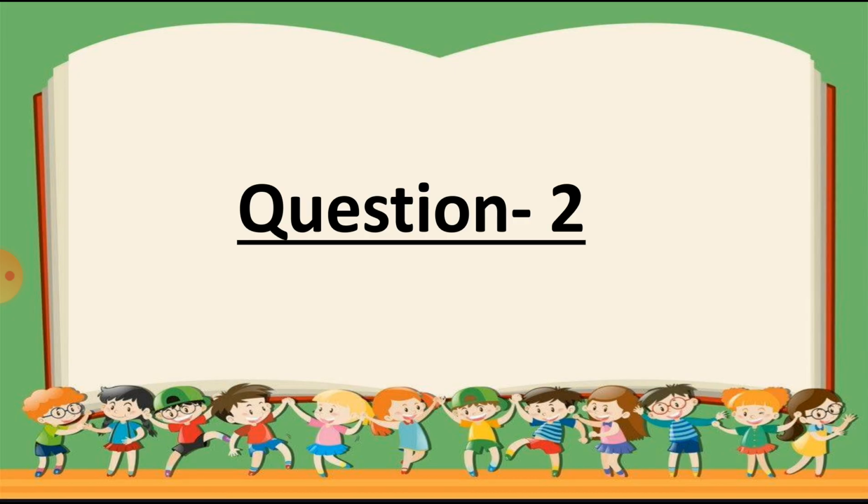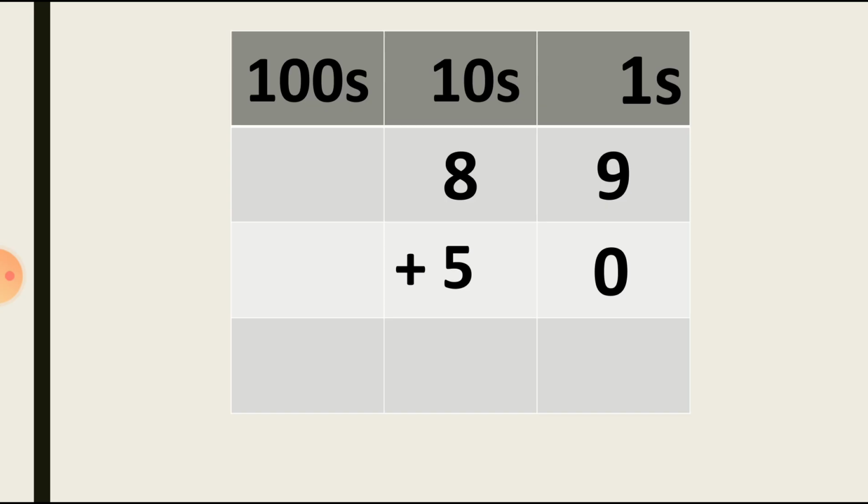Question number 2 of this exercise. Here at the ones column, 9 plus 0. So students, 9 plus 0 is equal to 9, and you can write down this number 9 as it is under the ones column. Now let's move to the tens column. So here 8 plus 5. So 8 plus 5 is equal to 13.